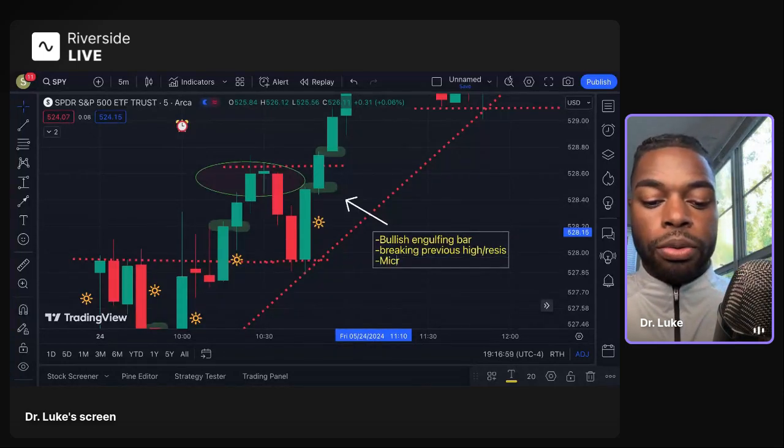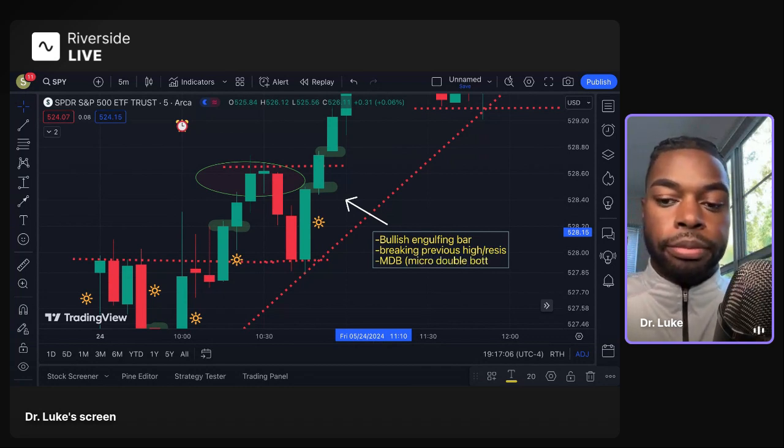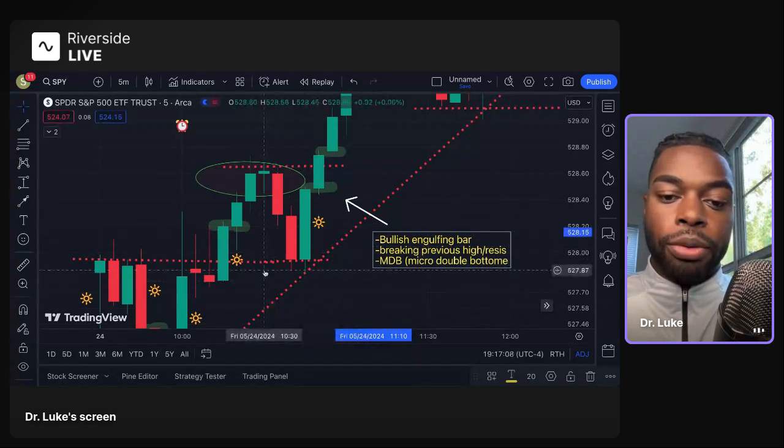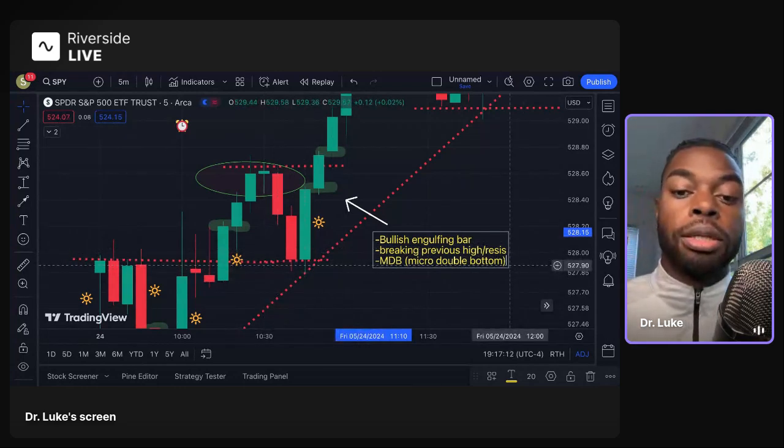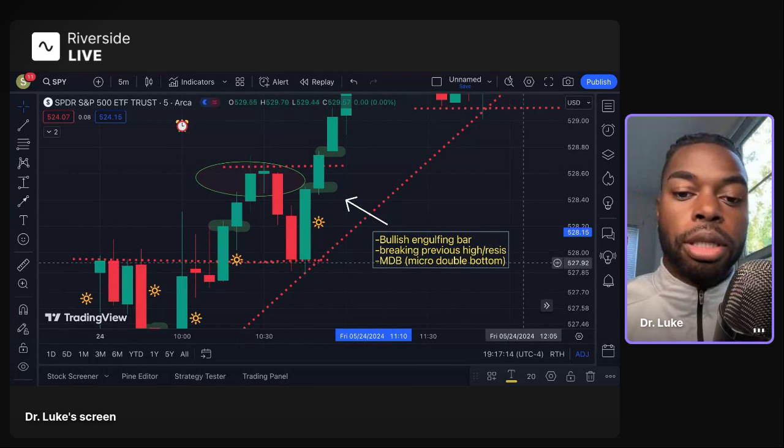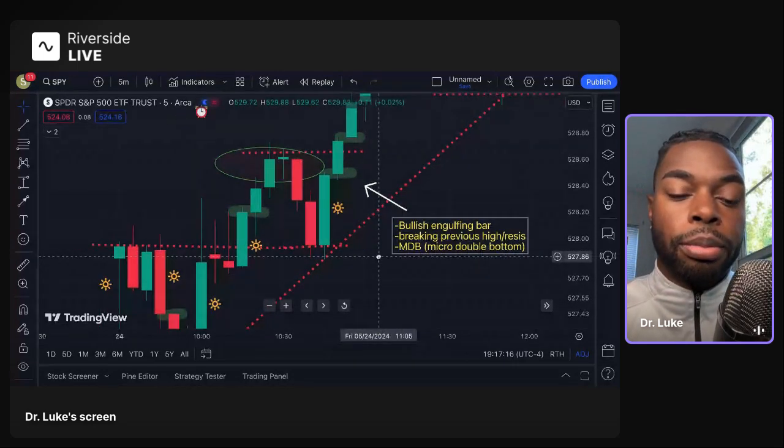Also, we have a micro. I do MDB, but for you guys, I'll write it out. Micro double bottom. So right there, we have that micro double bottom. Micro double bottoms are a sign of a reversal. So that's a video that I'm going to make in a little bit talking about reversals. But yeah, micro double bottom.